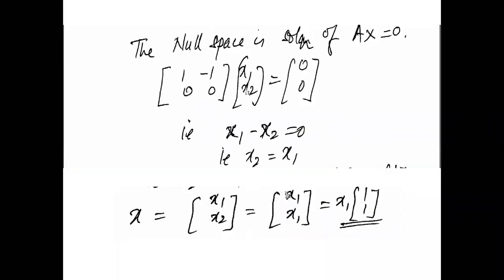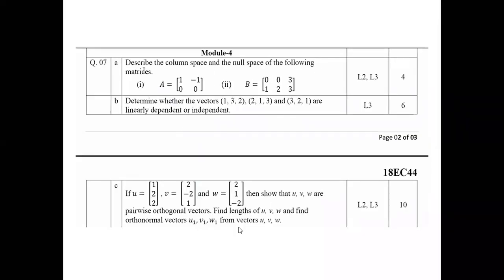Okay. Now we'll go to the third question. So the matrix U, V, and W is given to us, and we need to show that U, V, and W are pairwise orthogonal, and then we also need to find the length of U, V, and W. So let's see how we can do this.